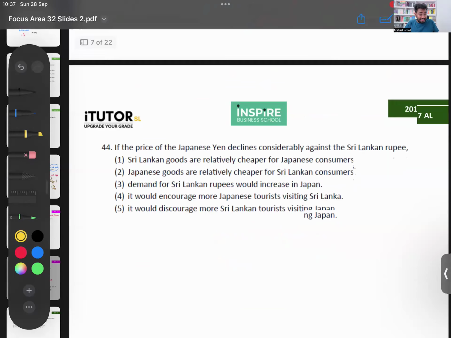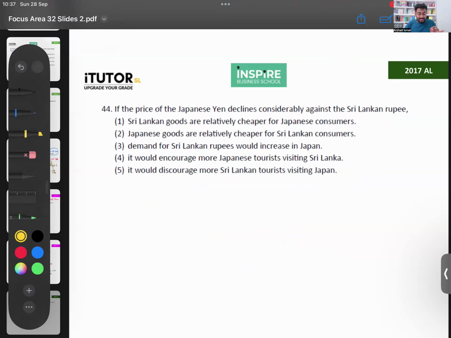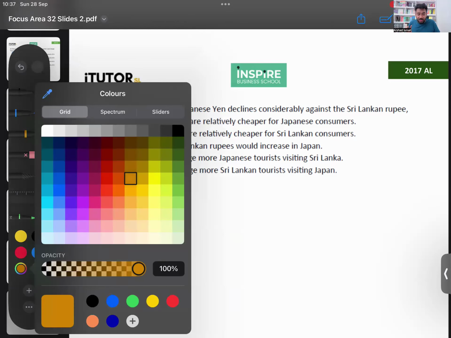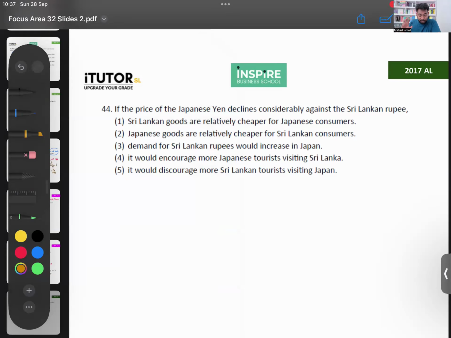Then 2017. If the price of the Japanese yen declines considerably against the Sri Lankan rupee. Okay, now you have to figure this out. What are they talking about? We'll read it multiple times. Price of the Japanese yen. So Japanese yen again, what is the price? Let's say right now the price is 40 LKR. Just an example. So price of Japanese yen, let's say right now it's 40 rupees. That's the exchange rate.